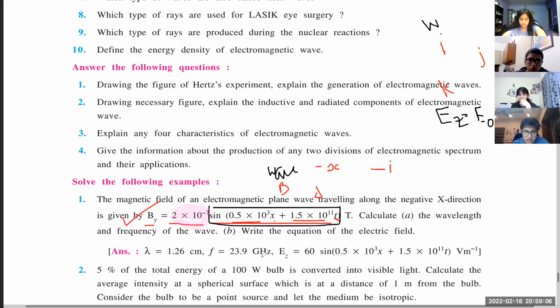C is 3 into 10 power 8, right? तो multiply this into 3 into 10 power 8. तो कितना आएगा? 6 into 10 power 8, I mean 60. इसलिए देखो ये आंसर समझो, इस आंसर को समझो क्या लिखा है. Understood? तो कॉपी कर लो उसको.